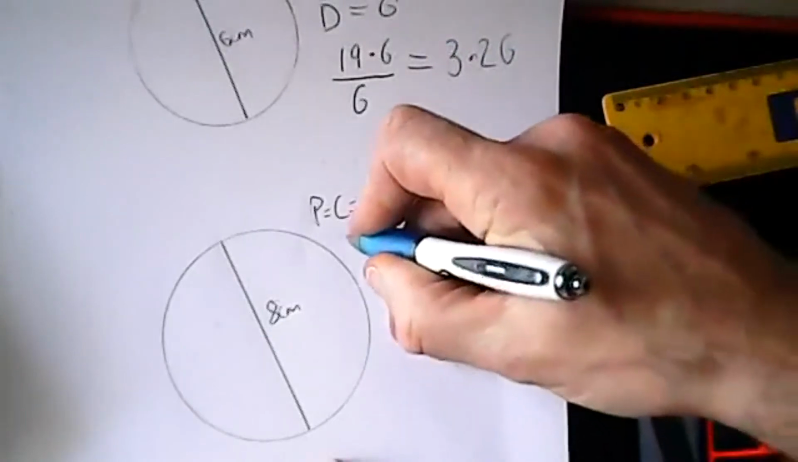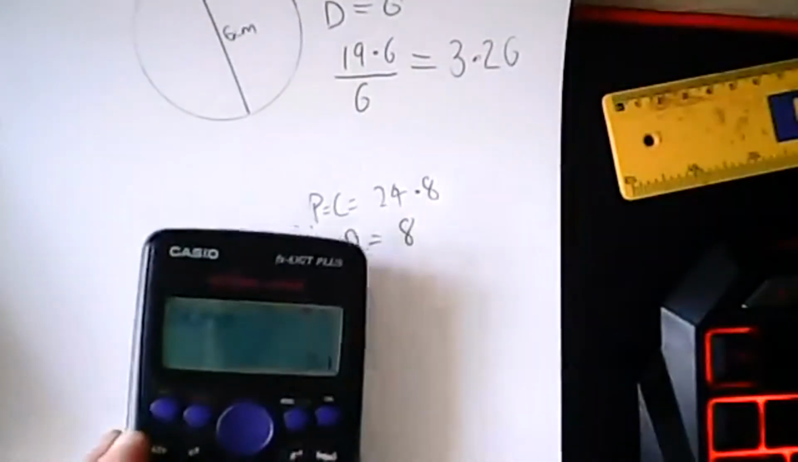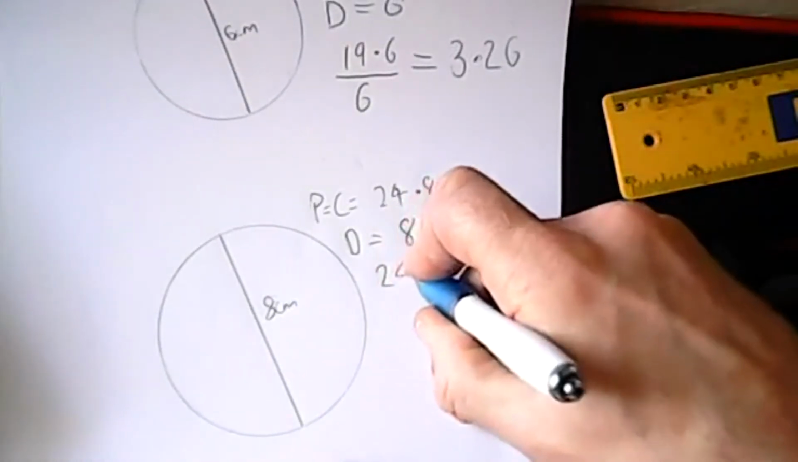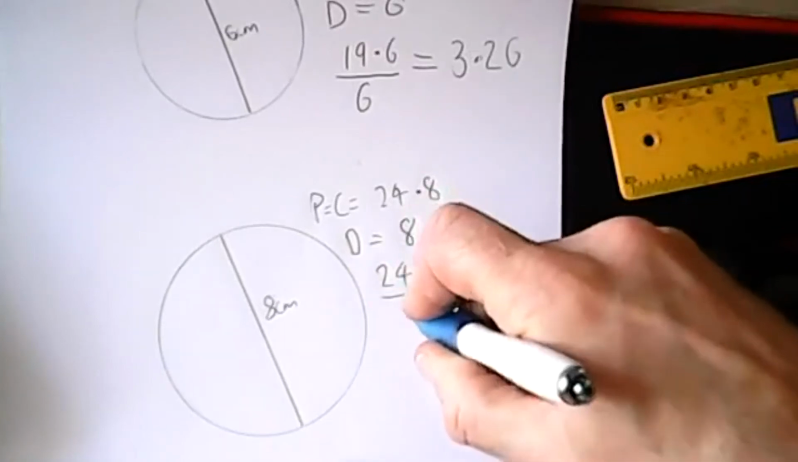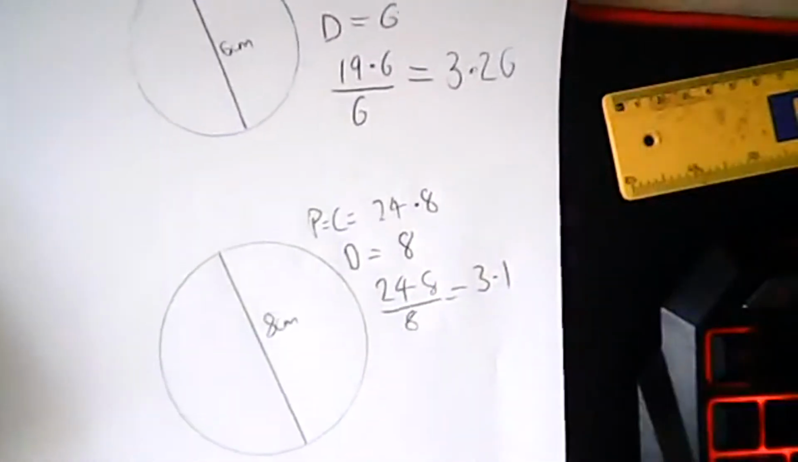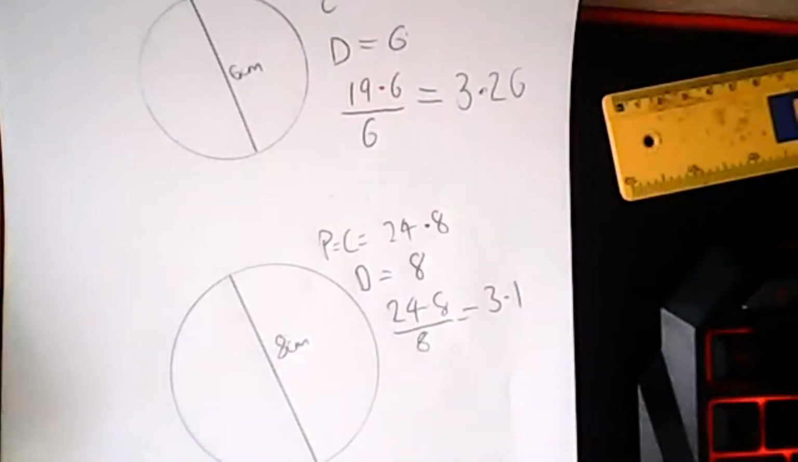Okay, and the diameter is going to be 8. If we do the same thing again, I've just put that in the calculator already, 24.8 divided by 8. And that gives us 3.1. So remember, we've got a little bit of leeway here because of experimental error. We're only using string, it's only a rough estimate.